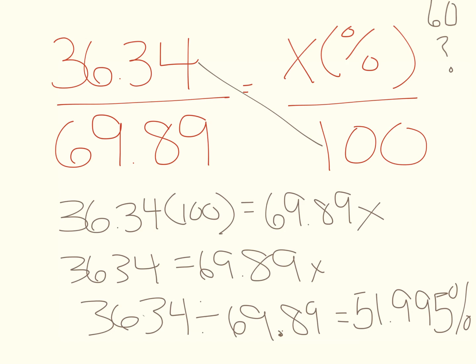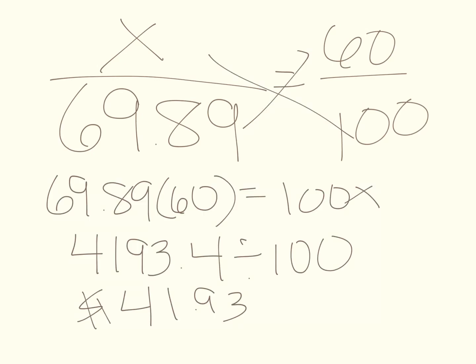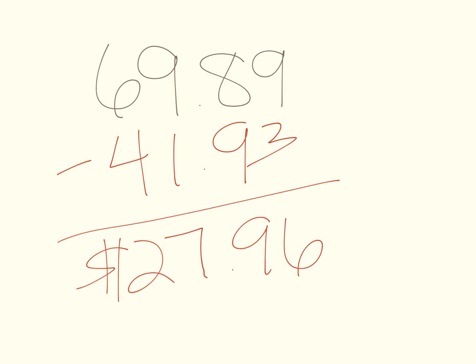So let's try it. Okay, $69.89, original price, and I'm getting 60% off. Figure it out. Hit pause. So I would have gotten $41.93 off, instead of getting $33.55 off is what I got. Let's see what that would have made my price. That would have made my price $27.96. And that would have been a little bit lower than what I was going to pay. That would have been a better savings.